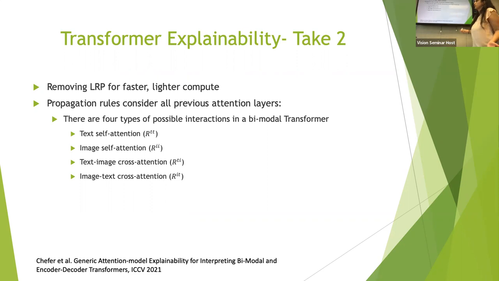I will say that if you want really accurate explanations, usually I would go for the LRP version, right? Because LRP adds a component that doesn't exist without LRP. It does account for all the layers quite systematically. So when we talk about cross-modal interactions, we have four types of interactions in such models. We have the self-attention interactions between the text tokens, how the text tokens influence themselves. The self-attention interactions between the image tokens, and then two types of cross-attention interactions, how text influences image and how image influences text.